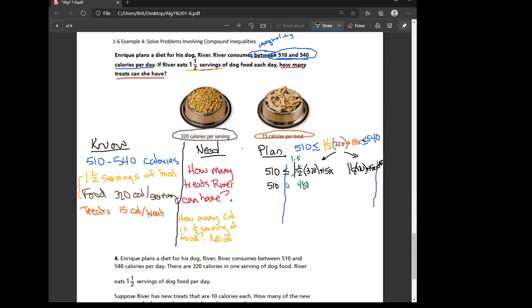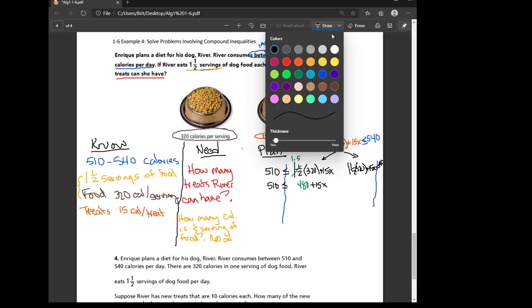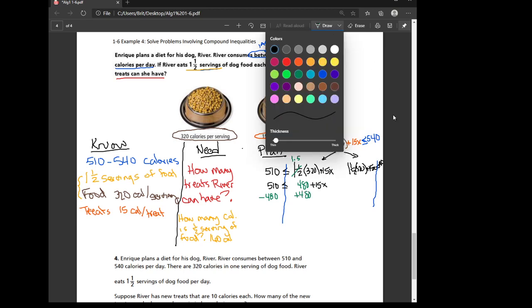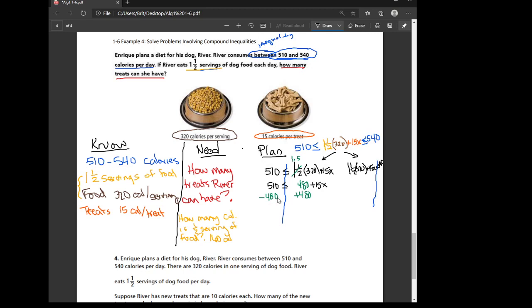So here I have 510 is less than or equal to 480 plus 15x. And then I'm going to subtract 480 from each side, because right now it's being added. Okay, so 510 minus 480 is 30. So I have that 30 is less than or equal to 15x.